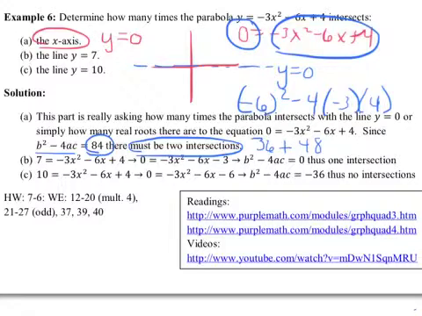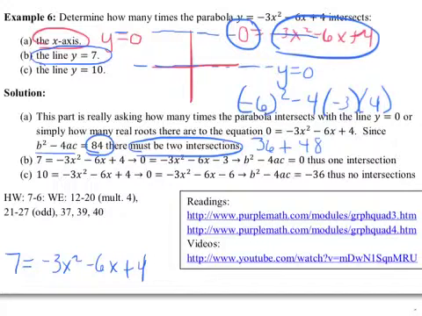Now, let's go on to the next part. This part says, how many times does it intersect with the line y equals 7? Well, the line y equals 7 is somewhere up here. We want to know when it intersects with it, or pretty much when it's equal to. Intersect means equal, remember that. So you start by saying 7 equals negative 3x squared minus 6x plus 4. So instead of the y equals 0, where we put a 0 in there, now we have the line y equals 7, so we put a 7. But then solve for it, so subtract.